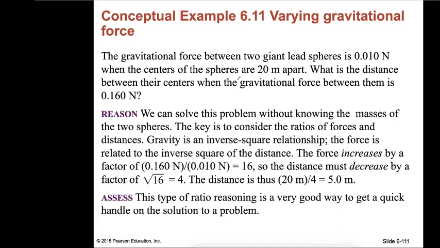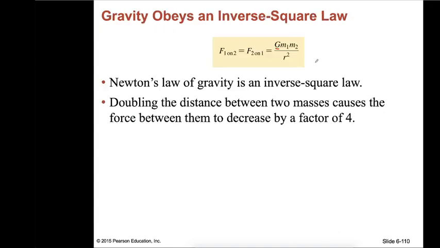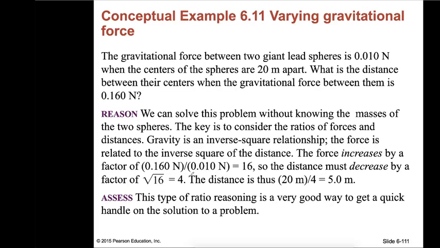That means they're 4 times closer, or the distance is 1/4, because the relationship between the gravity force and the distance is inverse squared. So the distance should be 20 over 4, which is 5 meters.